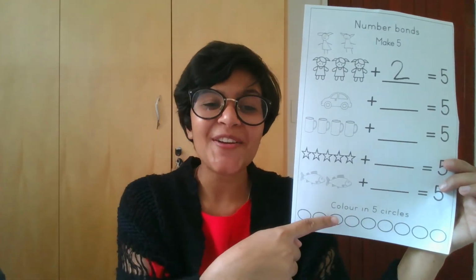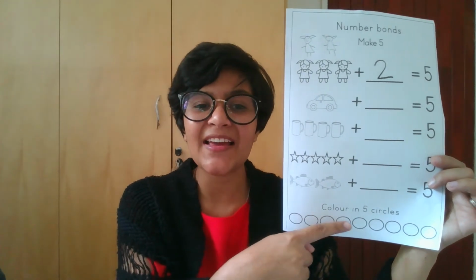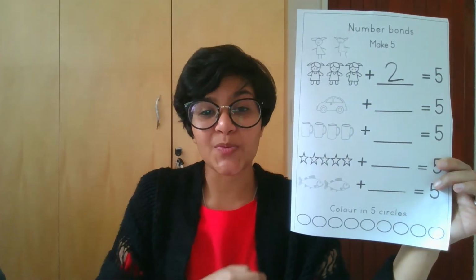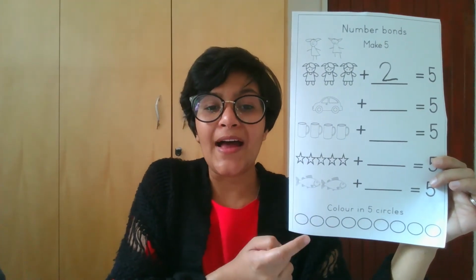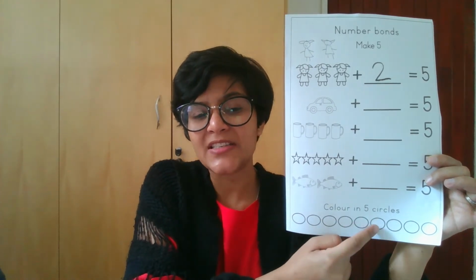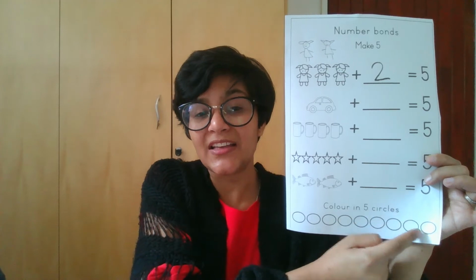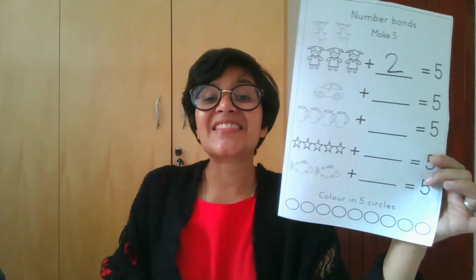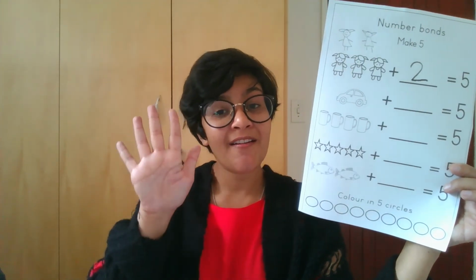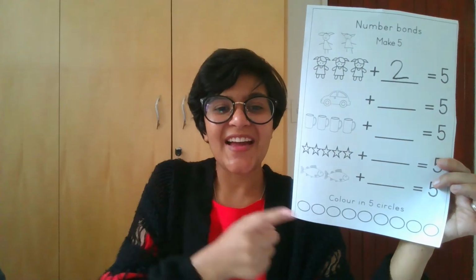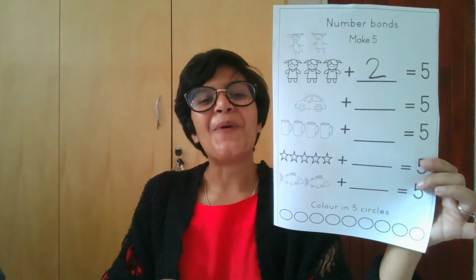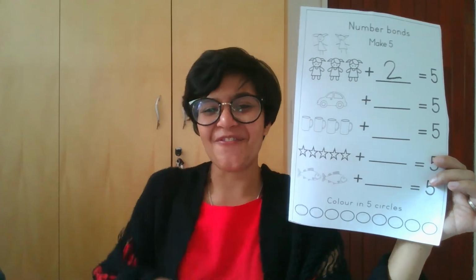At the bottom of your worksheet it says color in 5 circles. Let's count how many circles we have all together. 1, 2, 3, 4, 5, 6, 7, 8, 9. There's 9 circles and you only need to color in 5. So you're going to color in each circle, count, and make sure you have 5. Once you are done, you can color in the rest of your pictures as well.